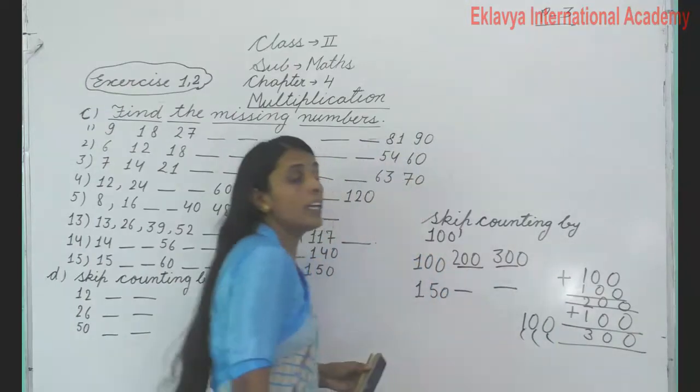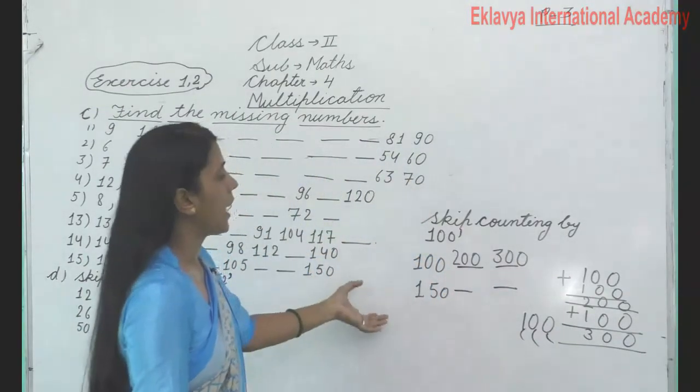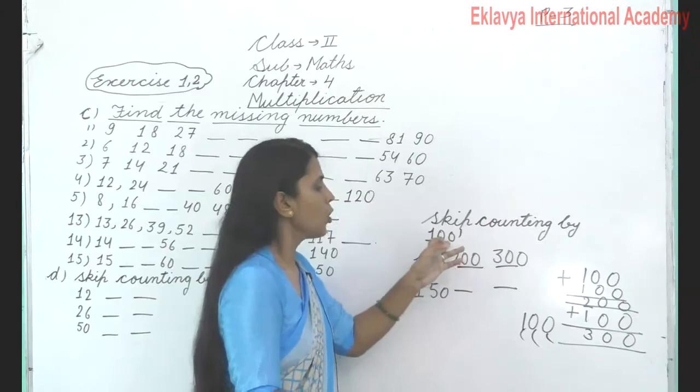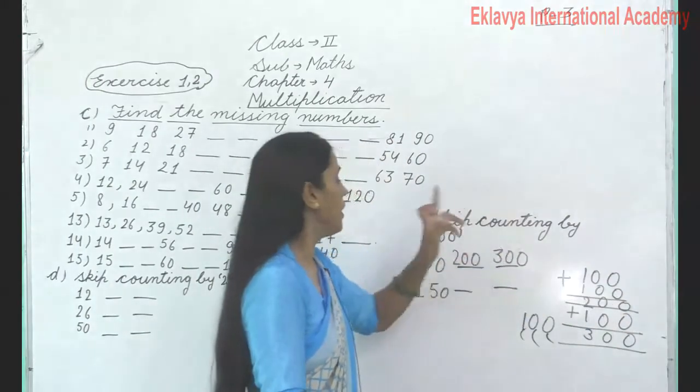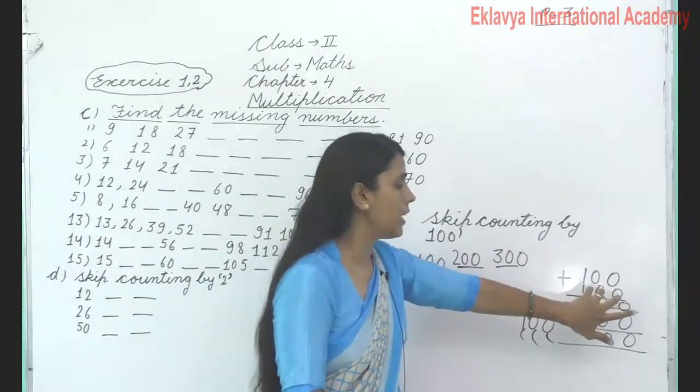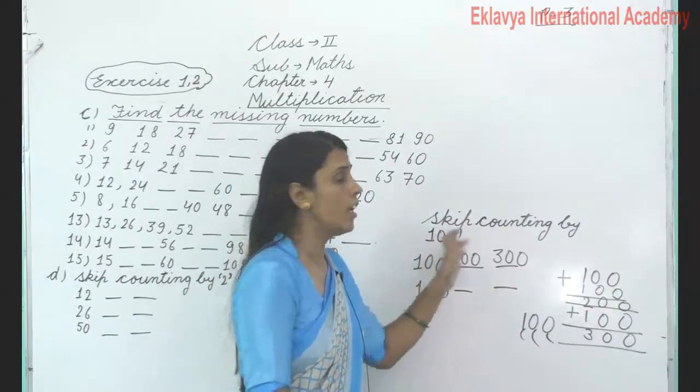Okay, we can do that type of skip counting, right? If skip counting by 2, we can add here 2. If skip counting by 5, we can add here 5. If skip counting by 20, we can add here 20. If you skip count by 50, we can add 50.